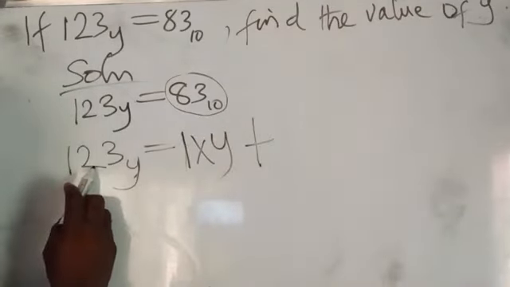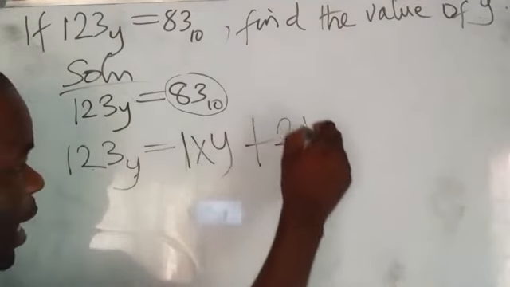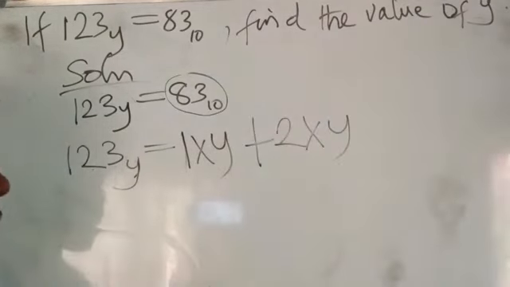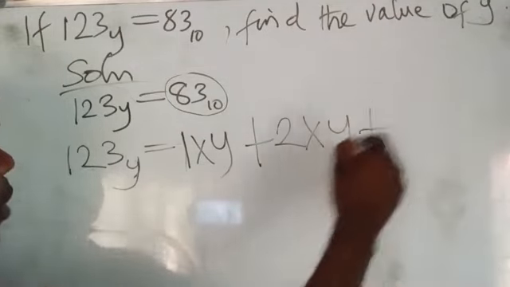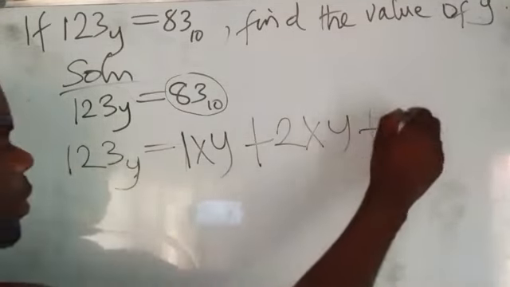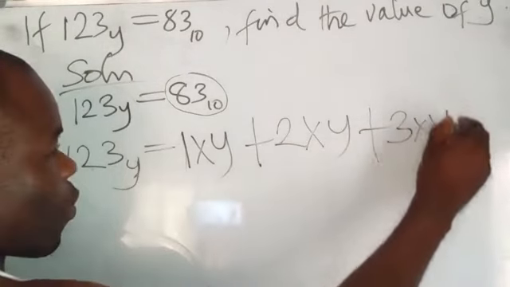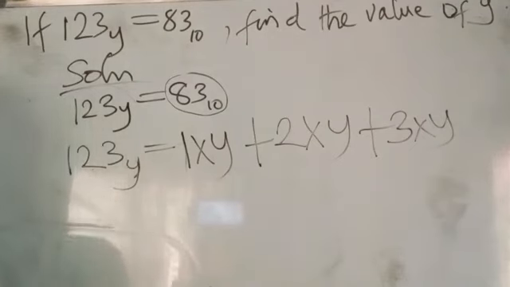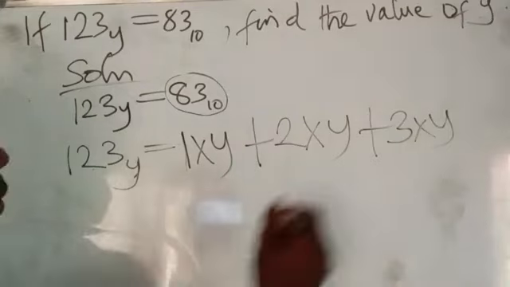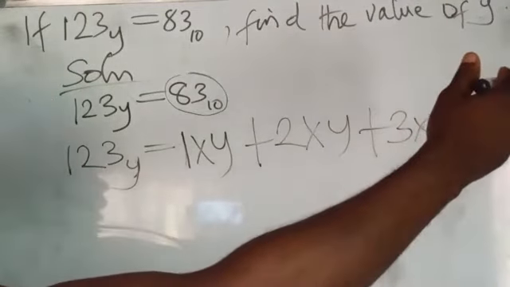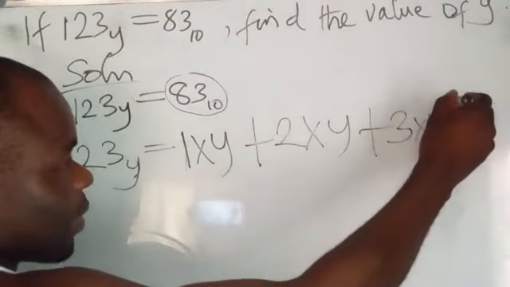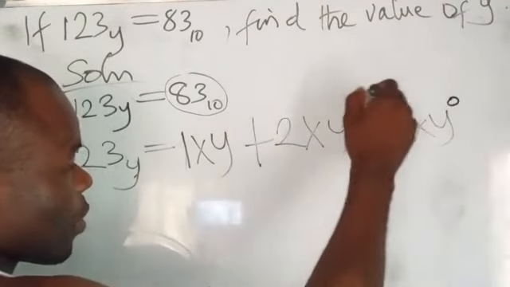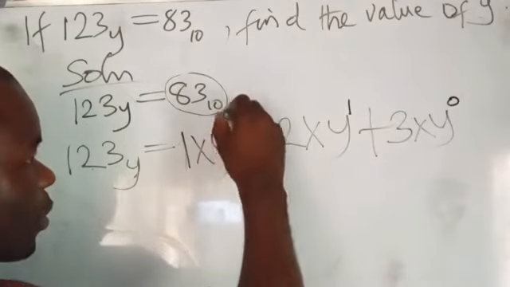these two here, 2 times y. You see how I'm multiplying everything with the given base to change it to base 10, okay? Plus this 3 times y. Is that clear? Okay. So now you go to the last part of it and start writing the powers from 0, 1, 2.